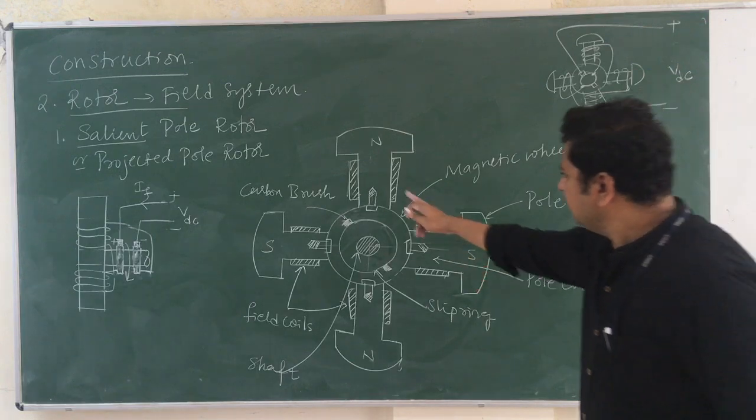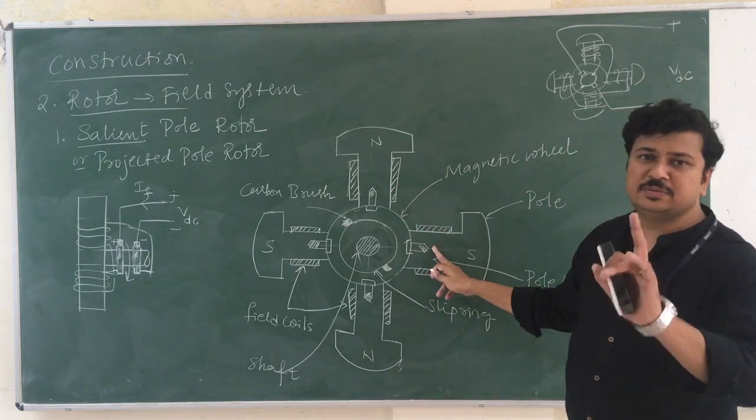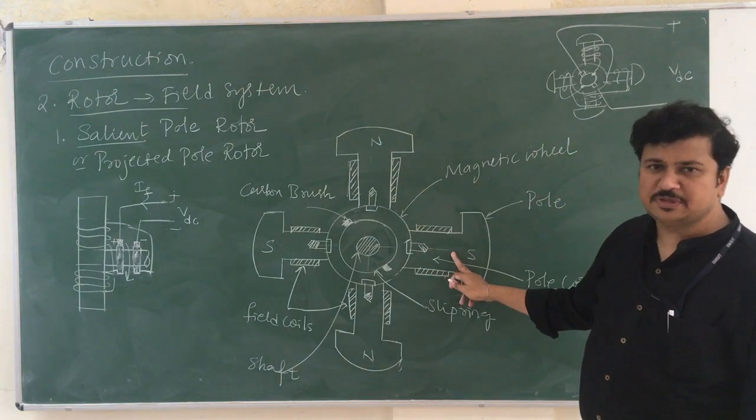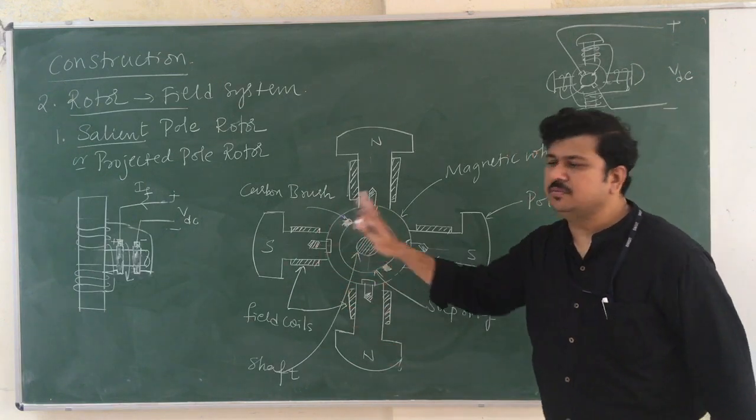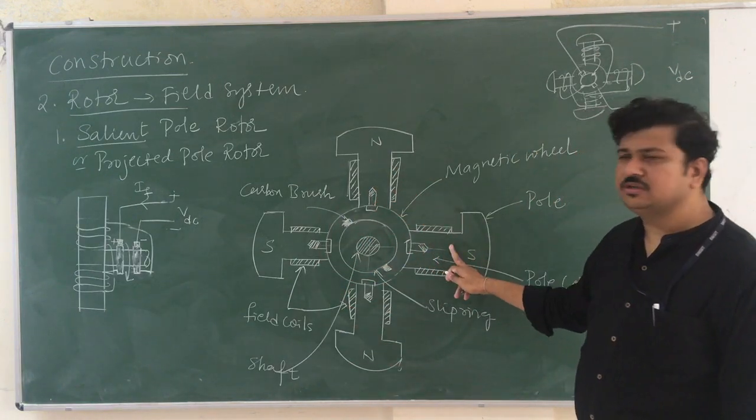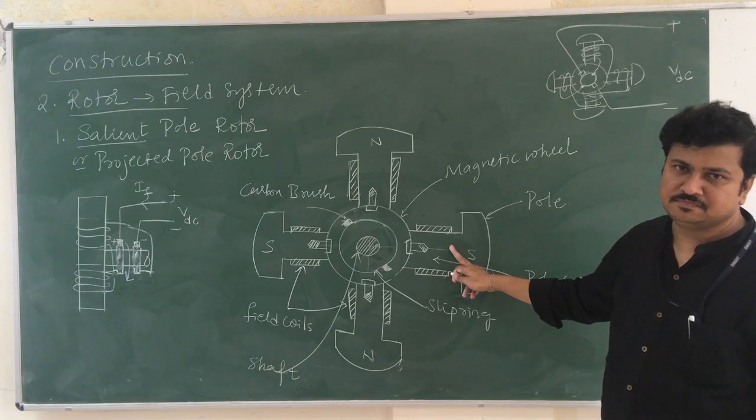Now, alternating poles are of opposite polarity. If this is north, this should be south. Then it will be north, then south. This being north again is not possible. We don't do that. Okay?